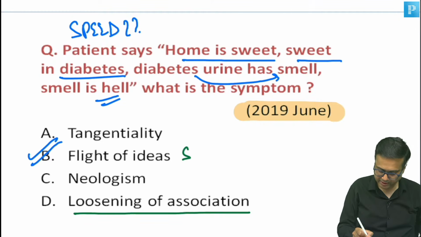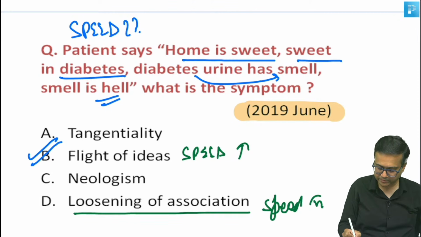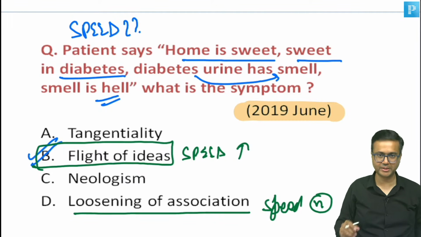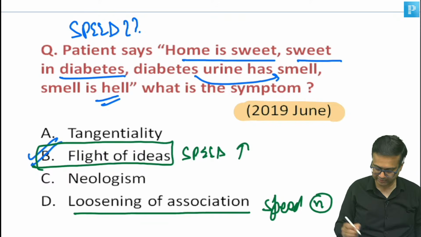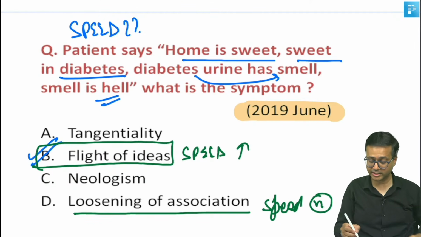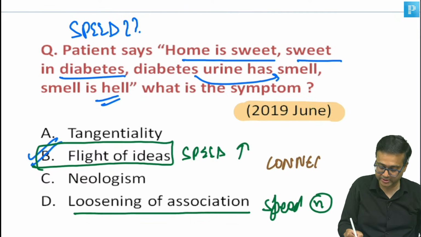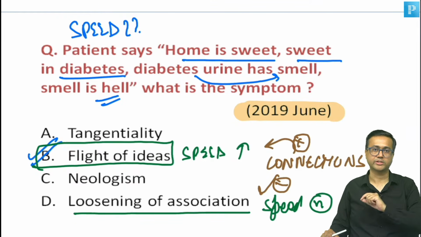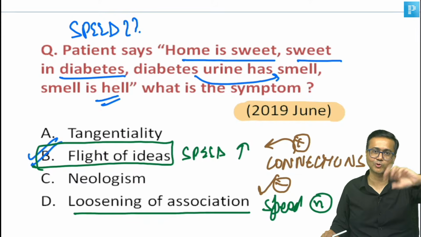One difference is that the speed in flight of ideas is increased. Here the speed is normal, but speed is not given. Still, why have you said it is flight of ideas, beta, and not loosening of association? Can you tell me why? Because see, we have discussed that in flight of ideas you may see some connection. So remember, connections are present here, but there is no such connection in loosening of association. So here you can see connection by chance, and also there is some rhyming.